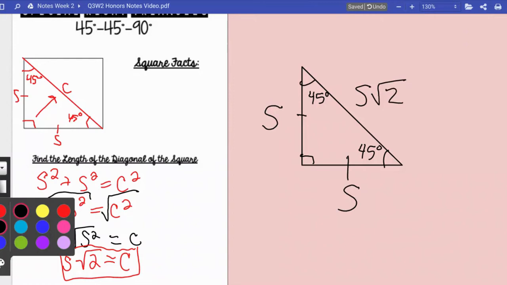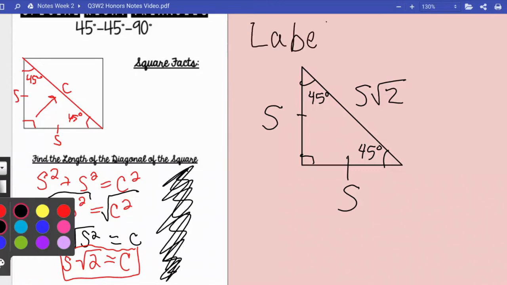Now, if you don't like using S's, you can use X's or A's or B's or whatever you want to use. I just use S's because when we get to area, to find the area of a square, it's side squared. So you can use whatever variable you want. Now, if you don't get all this stuff that we did over here to find out what the hypotenuse is going to be, that's okay. What I need you to know is this is how we always label a 45, 45, 90 triangle.